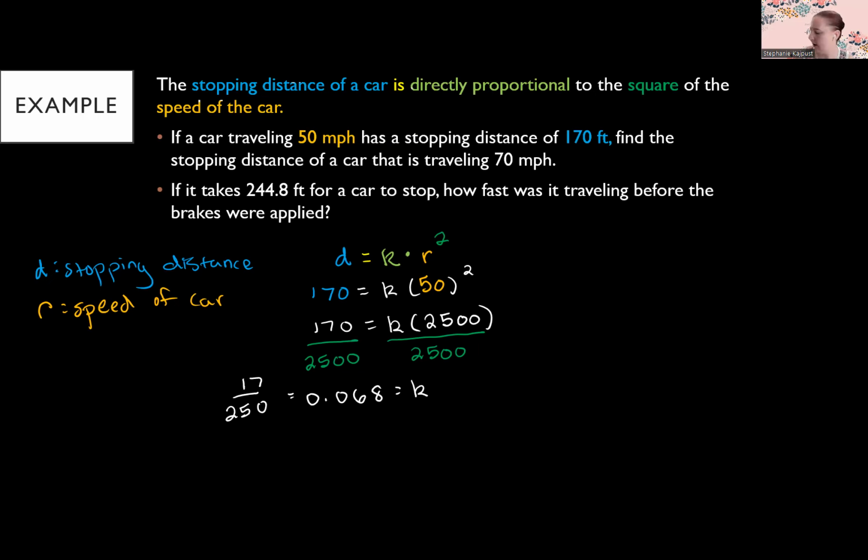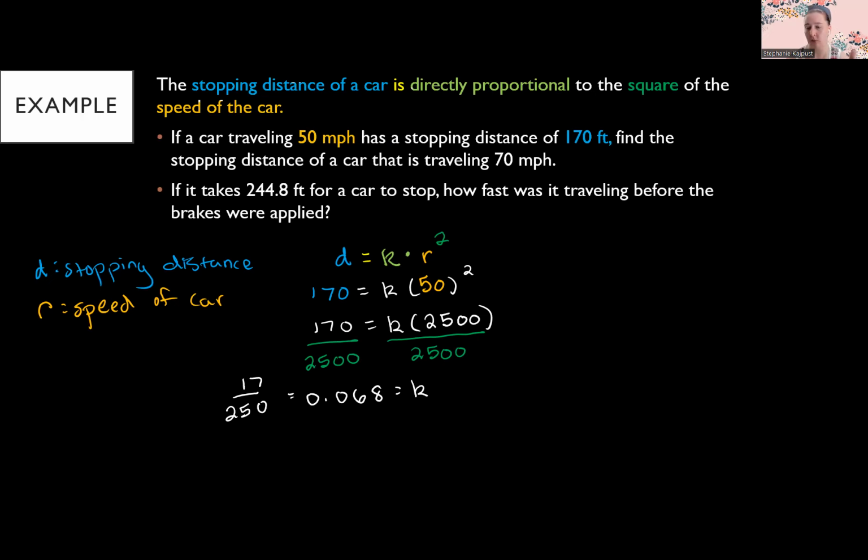So you can do it either way. It didn't have a repeating decimal. This actually comes out to a terminating decimal, so we won't have any rounding issues here. But since we do have a decimal in that second bullet point, it makes sense to have a decimal in our equation here. So we found K, 0.068.